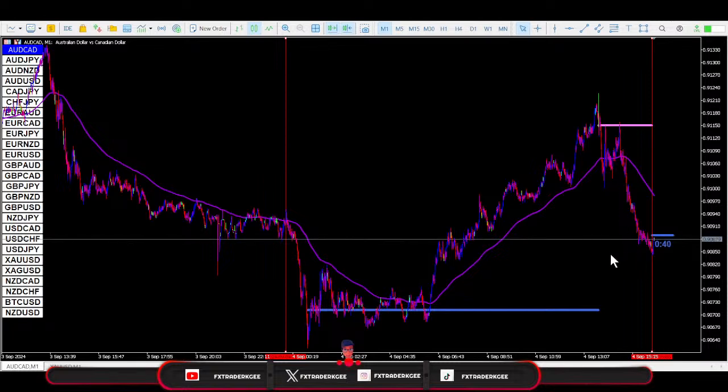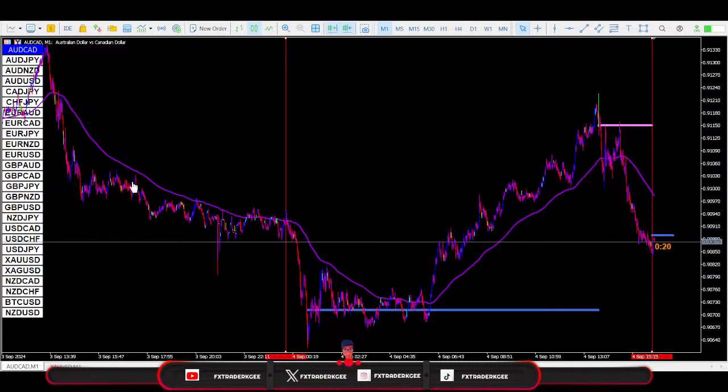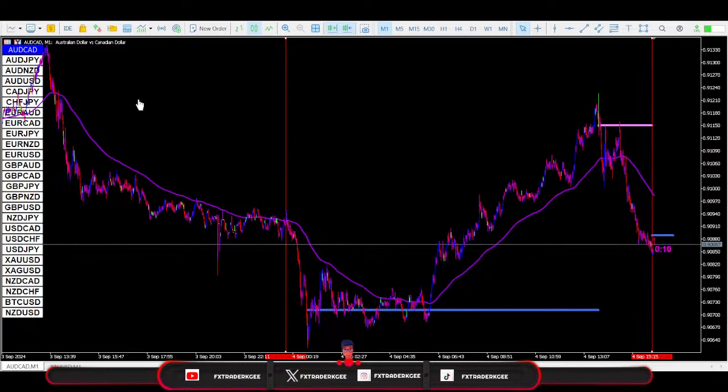is another possible support level in this time frame, which can help us to move price a little bit up, and then we catch the bullish move for AUD Canadian dollar. So I think that explains it a little.